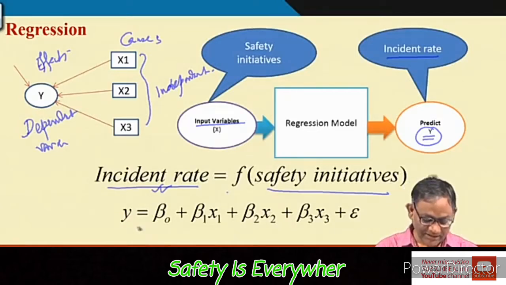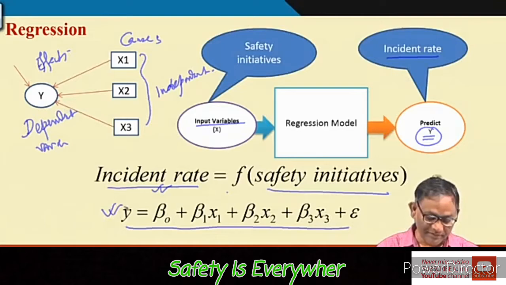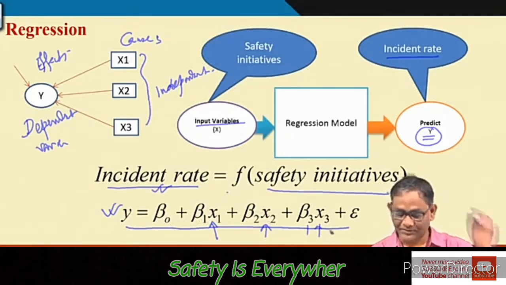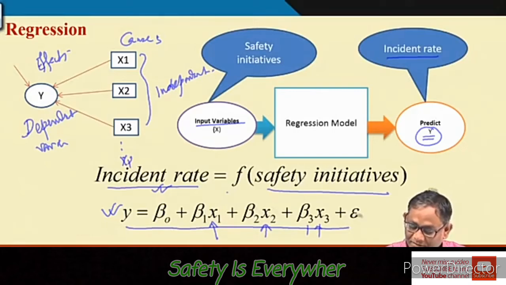Those are basically responsible for the value of the incident rate that you are observing. So, in general, this is the equation. Suppose there is one dependent variable and 3 independent variables x1, x2 and x3. Then the linear regression equation will be y equal to beta 0 plus beta 1 x1 plus beta 2 x2 plus beta 3 x3 plus epsilon. If there are p variables, this will be extended to x p, with beta p x p.